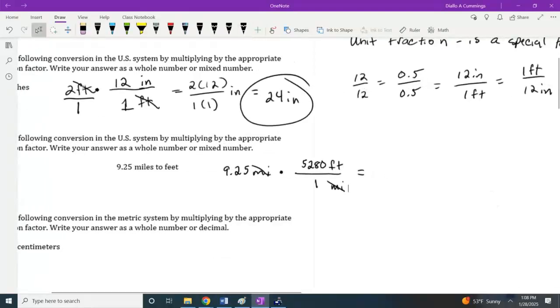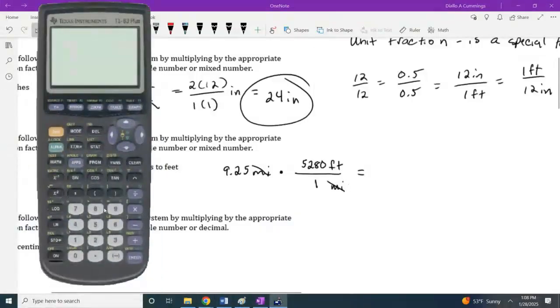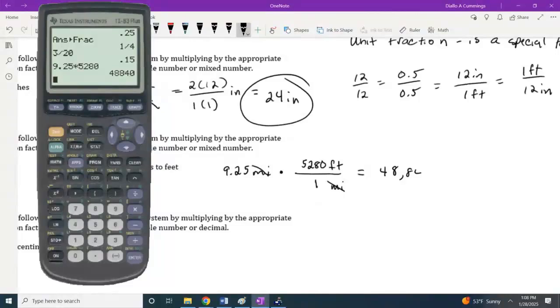And now I'm going to multiply 9.25 times 5,280. We have 48,840 feet. I mean, so not too hard to do it mathematically, but you must know the conversions.